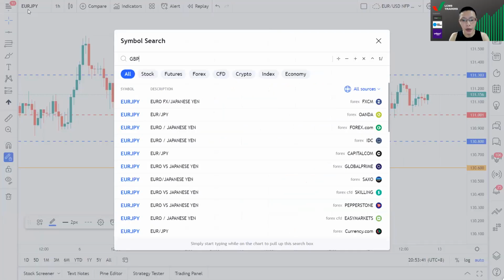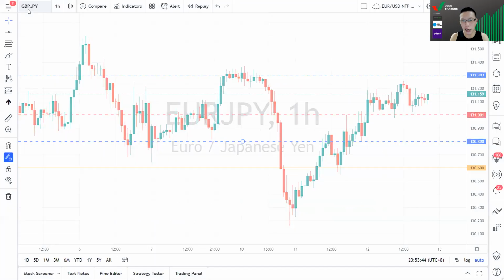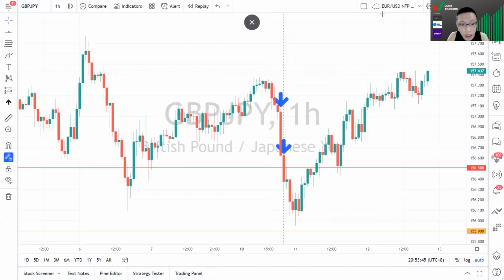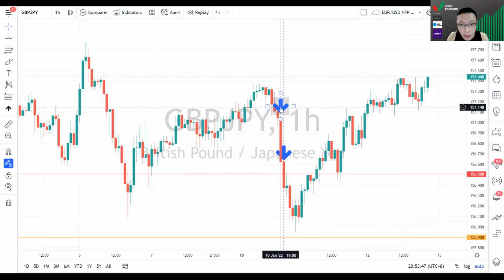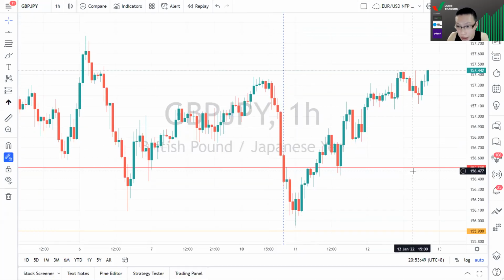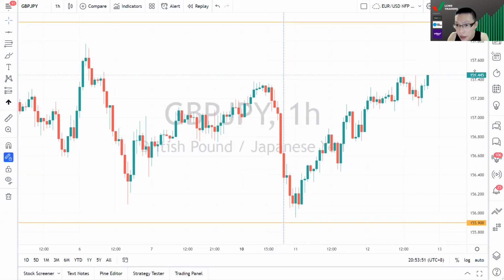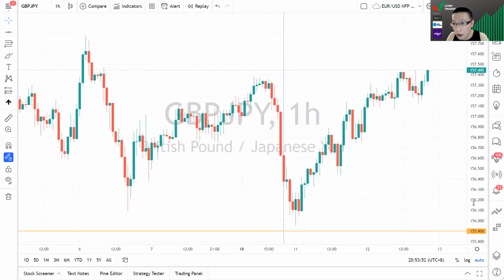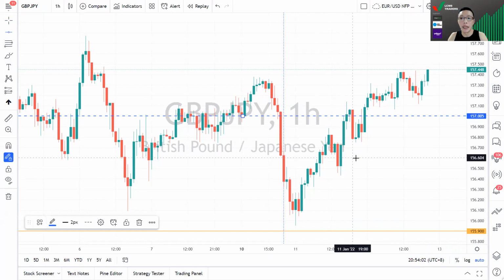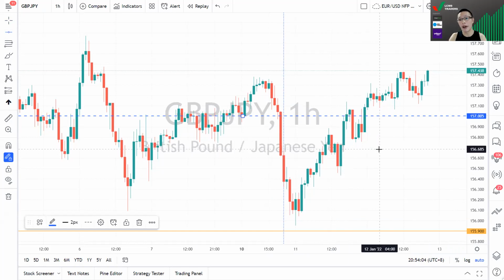Now let's look at Pound Yen. Pound Yen is probably more action packed, I would say. Just remove these lines and this. Now, Pound Yen. Similarly, we have the 157 level over here. It has clearly broken above the 157 level. I will only be looking for buying opportunities.